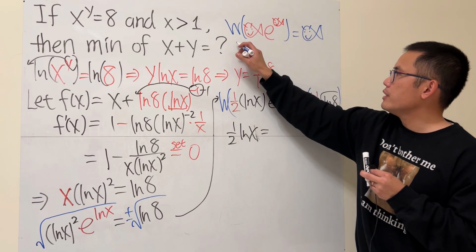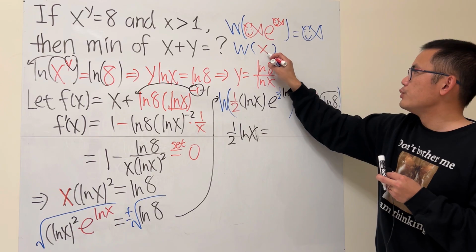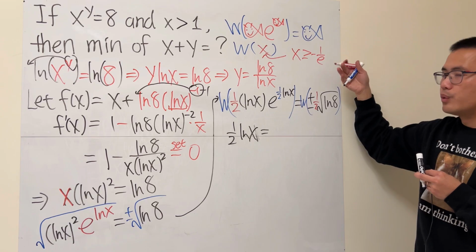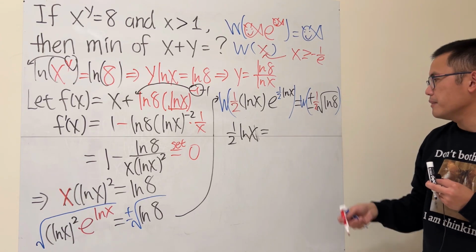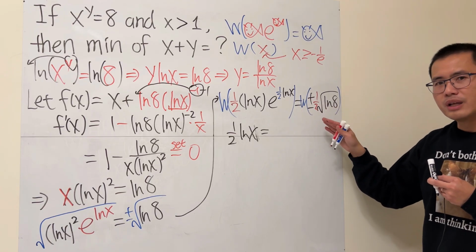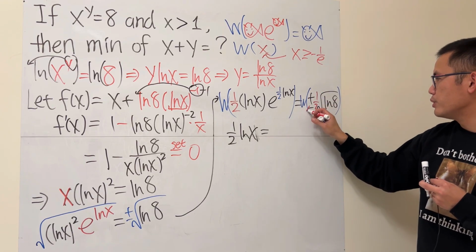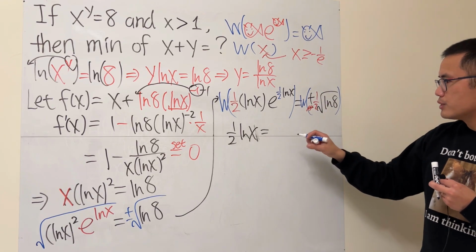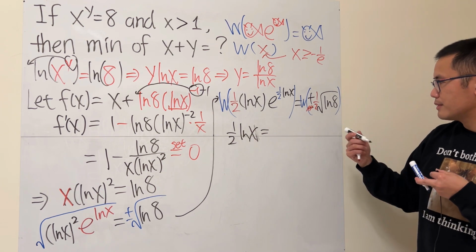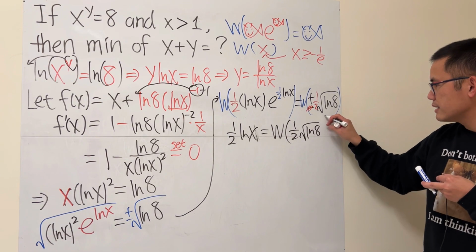And let me remind you guys right here. If we have W of x, to stick with the real numbers, we need x to be greater than or equal to -1 over e, which is about -0.3 something. If we have -1/2 square root of ln8, that's about -0.7 something, which is not in the domain of this. So I'm going to get rid of the negative. Okay, so we're just looking for this. It's equal to W of that. So W of 1/2 square root of ln8.